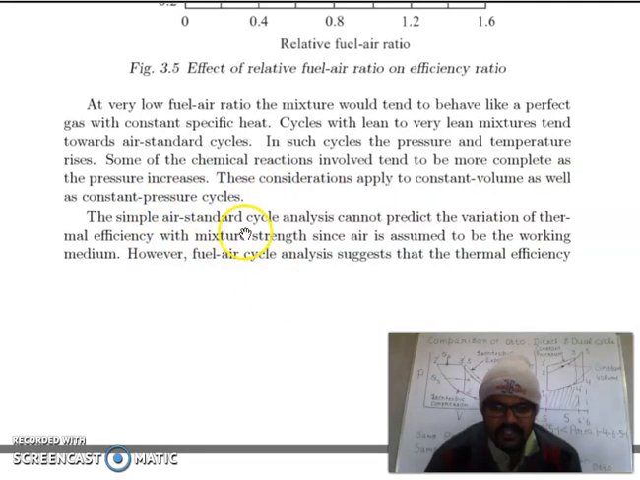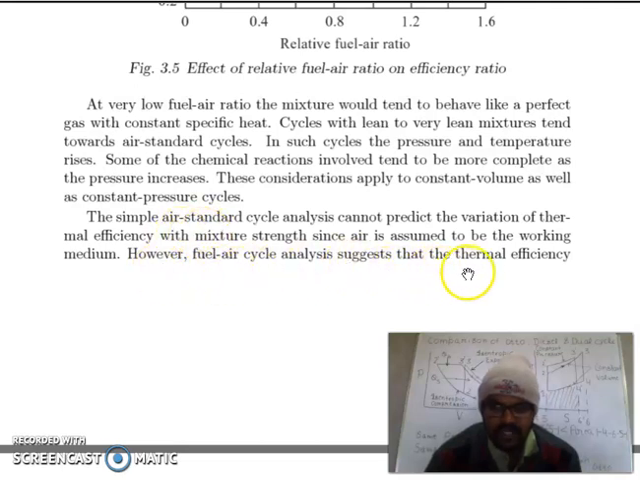The simple air standard cycle analysis cannot predict the variation of thermal efficiency with mixture strength, since air is assumed to be the working medium. In a simple air standard cycle, we can't analyze these things because we had only air. So we can't take into account the fuel air ratio. So we have to study fuel air cycles.